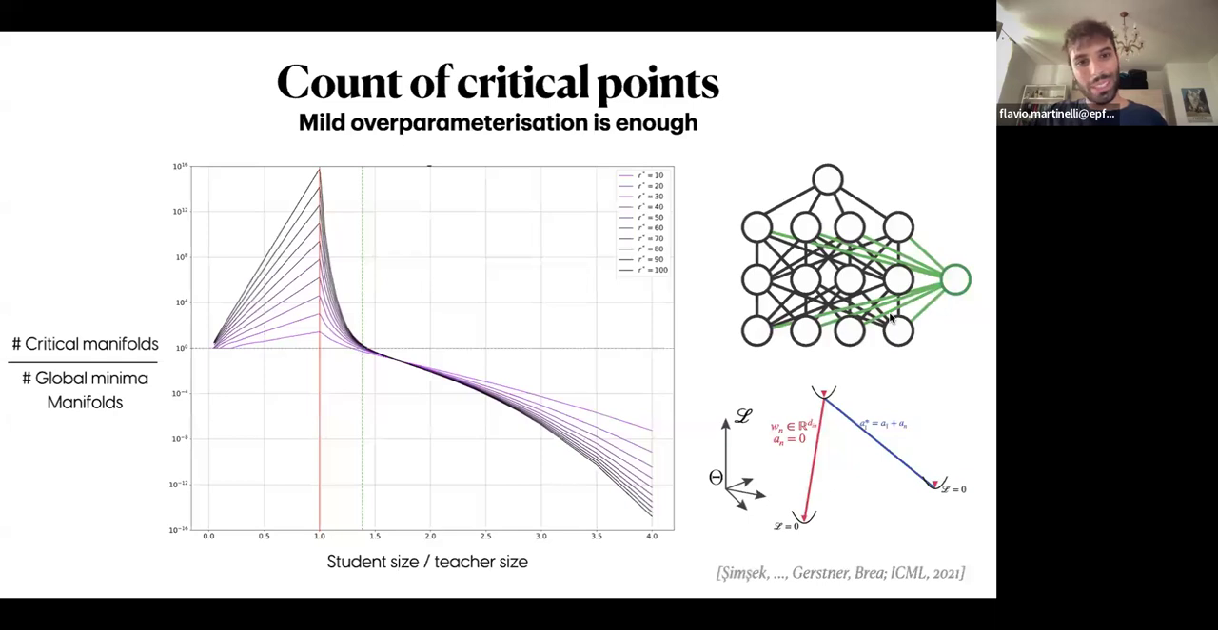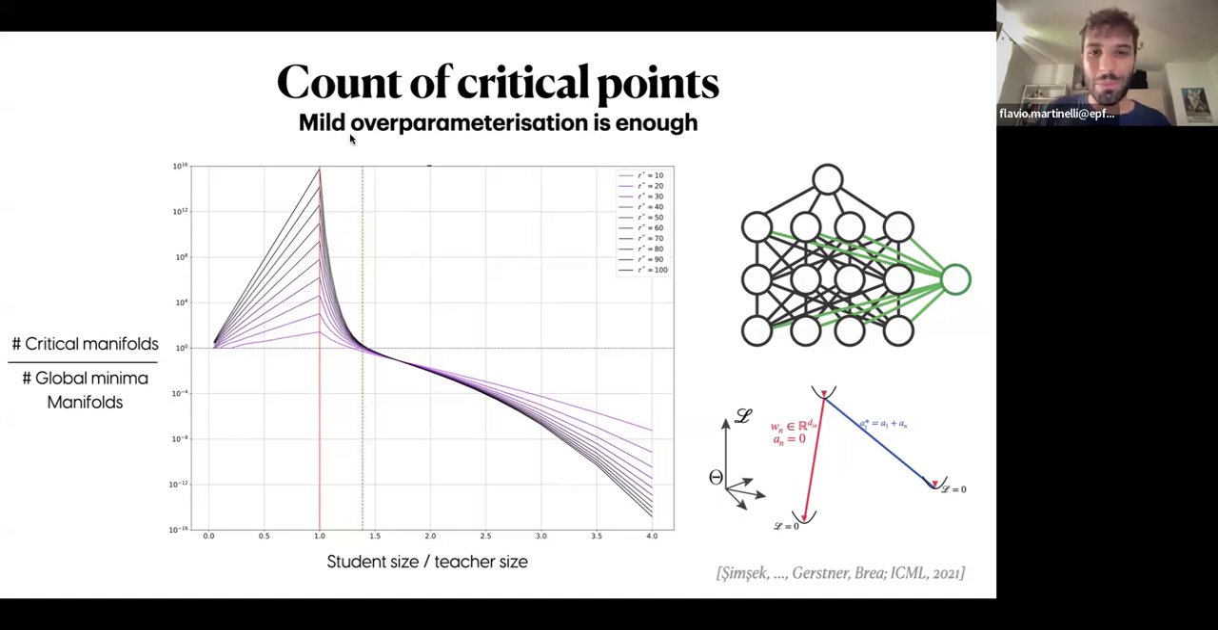The more neurons I add that maintain the function at zero loss, the more the amount of global minima grows. And if we take the ratio between the critical manifolds that I showed you before, which are also growing, by the way, and the amount of global minima that will grow as we add more and more neurons, there will be a tipping point very early, when student size over teacher size is roughly 1.4, where the global minima will start to outnumber the critical manifolds. And by the time we arrive at factor 4, so the student is factor 4 bigger than the teacher, we have combinatorially many more global minima than all other manifolds.